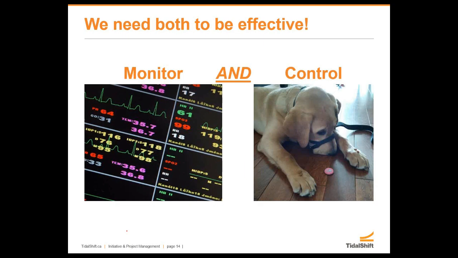Now, to be truly effective, we need to monitor and we need to control. So we're talking about keeping our projects on track. We need to have both of those in play here. So yes, we need to monitor, we need to be aware, which is really what awareness is about, but then we also have to take action on that and control.